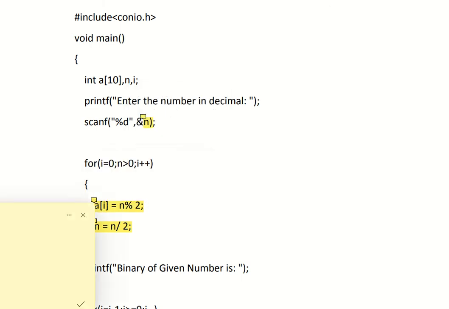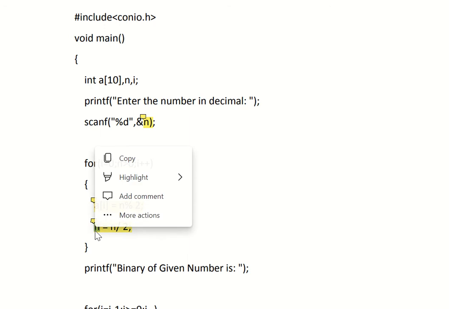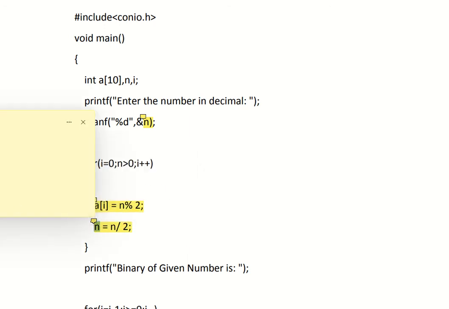Again here, now it will be a of 2 is equal to 3 modulo 2. Again remainder is 1. Okay. n is equal to n divided by 2. So n is equal to 3 divided by 2, and in that case you will get n is equal to 1. Okay. Again closing bracket, again I plus plus.